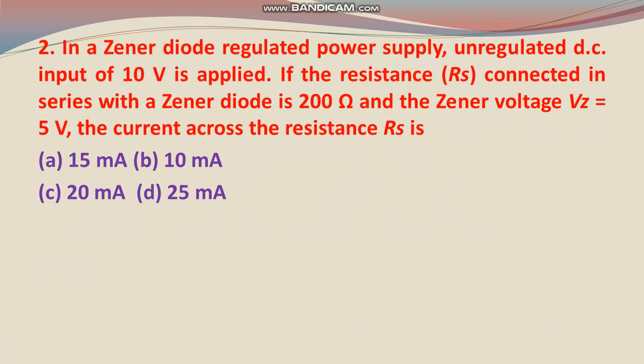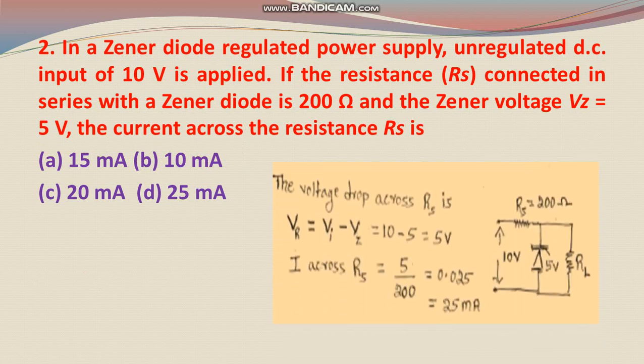Next, question number 2. This question is based on Zener diode as a regulator. According to the question, what is given here? The power supply voltage 10 volt is applied, resistance RS is connected in series with the Zener diode. RS is given 200 ohm and here 10 volt supply is there. Zener voltage is given there 5 volt. If Zener voltage is 5 volt, then potential across RS is what? That is 5 volt. So total potential is 10, here 5 volt is over, and so remaining is 5 volt.